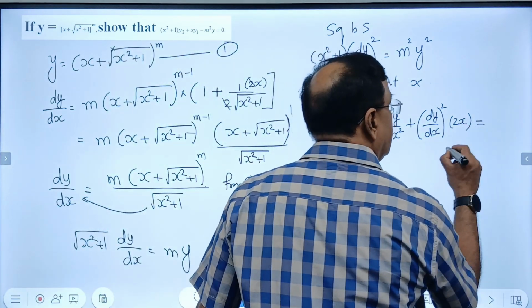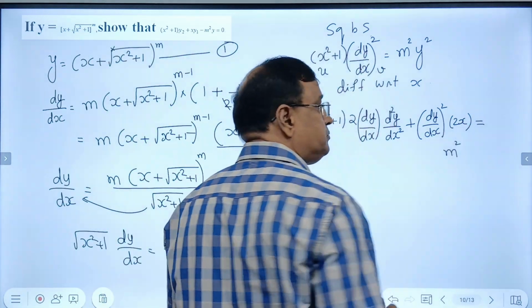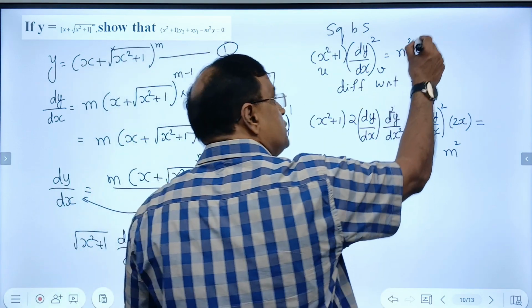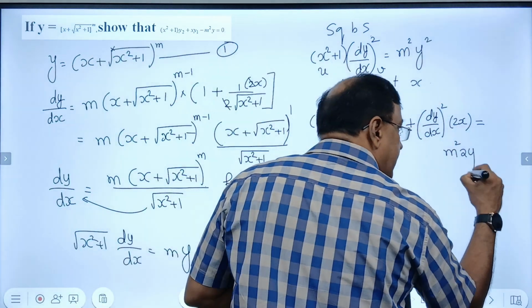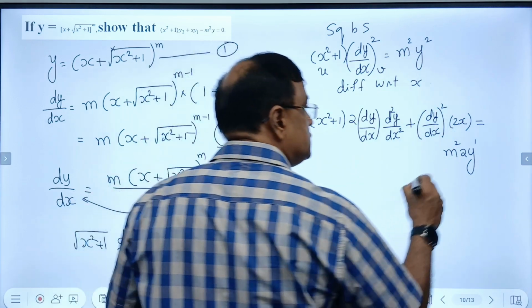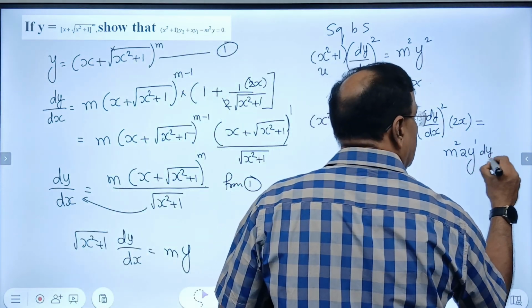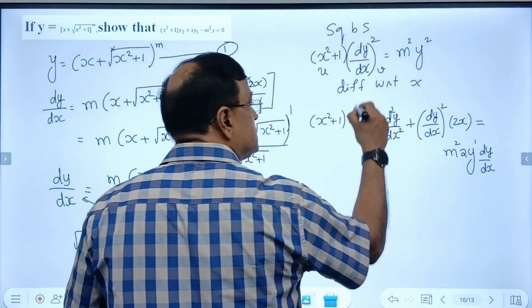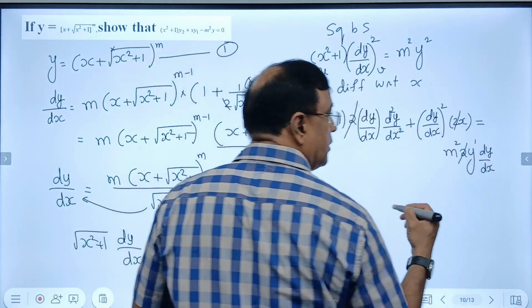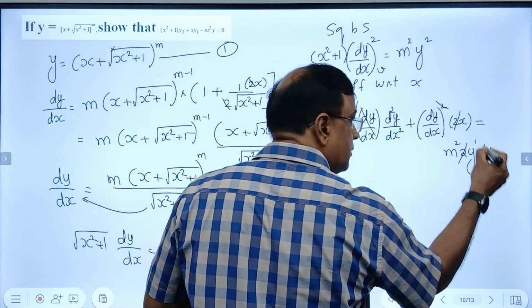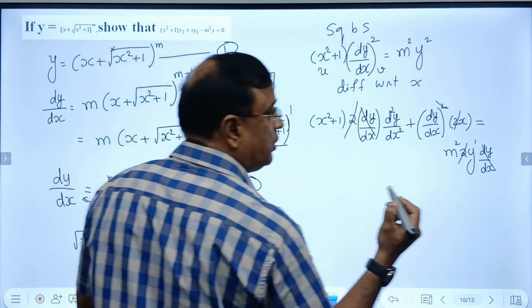Equal to m square is a constant. What is differentiation of y square? Chain rule. First you differentiate the power, 2y. Then you differentiate y. What is the differentiation of y? dy by dx. I hope this is clear. Now clearly you can see on both sides 2 is common. And on both sides dy by dx is also common. So what are you left with?